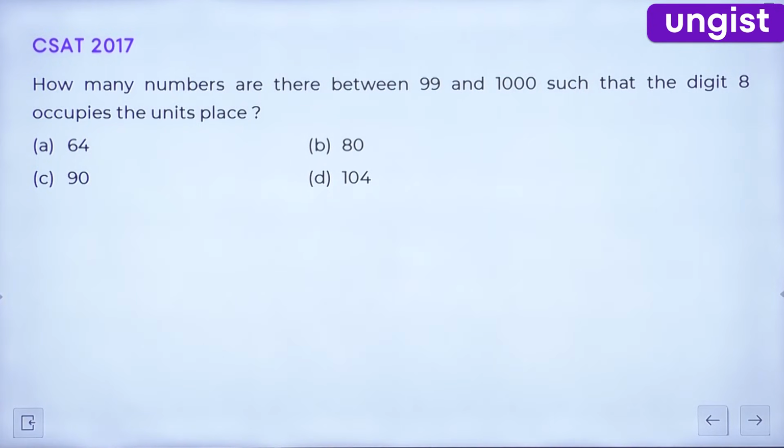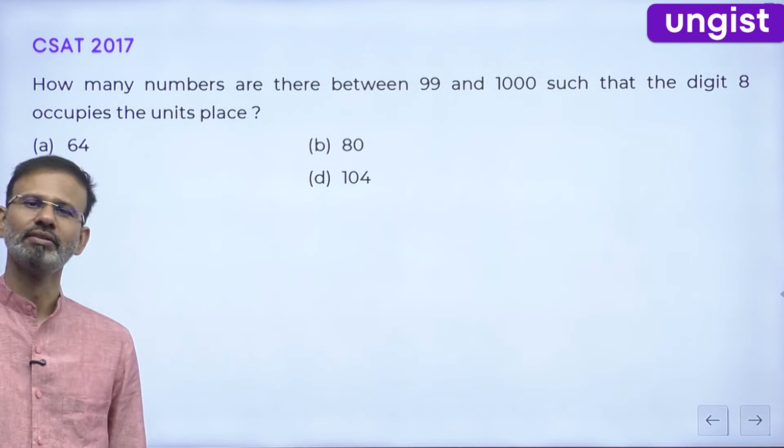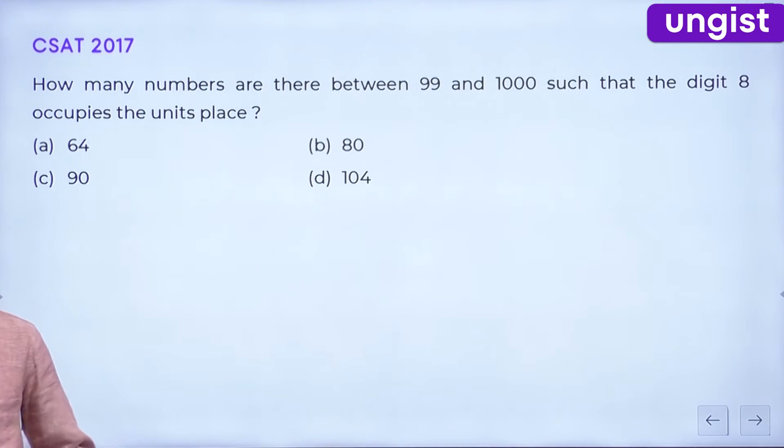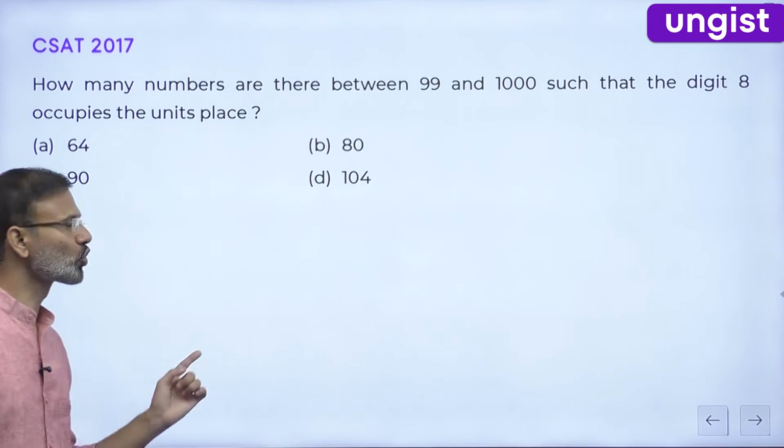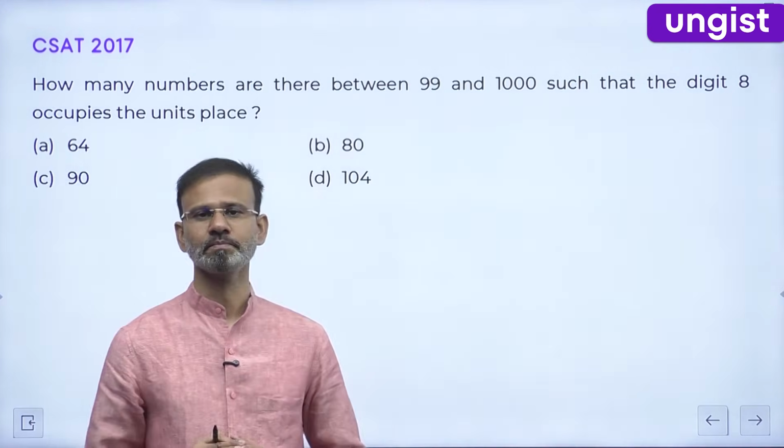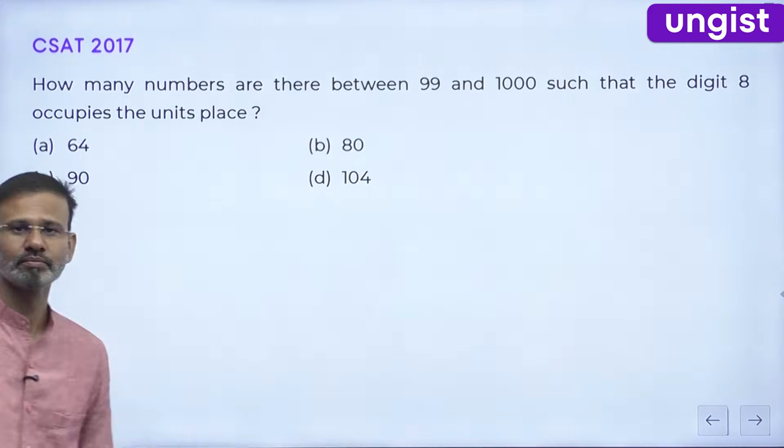Question is saying how many numbers are there between 99 to 1000 such that the digit 8 occupies the units place. Everyone? 99 to 1000 such that 8 occupies the units place. Think about it.